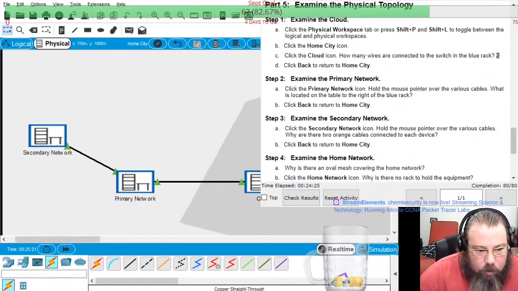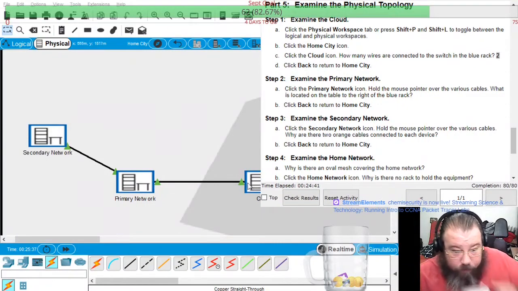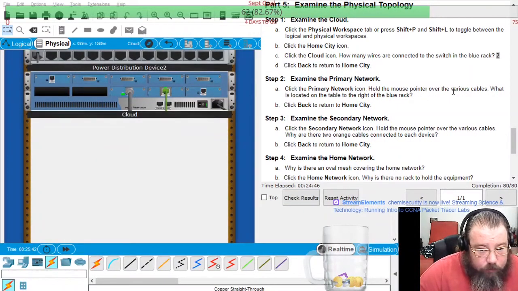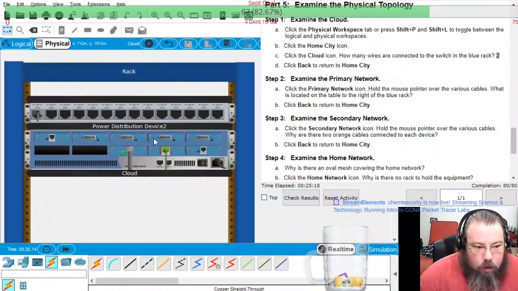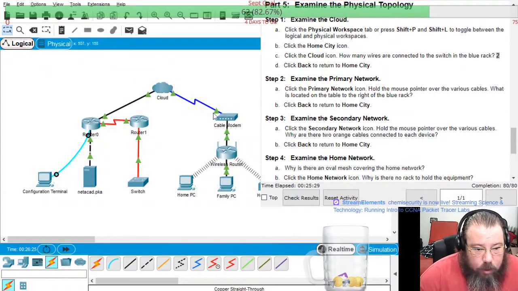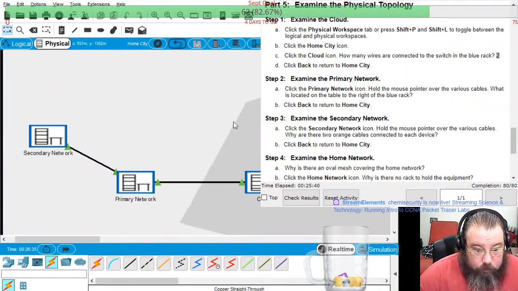So the cloud connects to the home network, and it also connects to the primary network. The primary network connects to the secondary network. There's one Ethernet cable and one power cable, two cables total, but only one is an actual connection to a network. Or actually, no. Three cables total. One of them is a coax that goes to the cable modem. And one is an Ethernet that goes to the primary network.